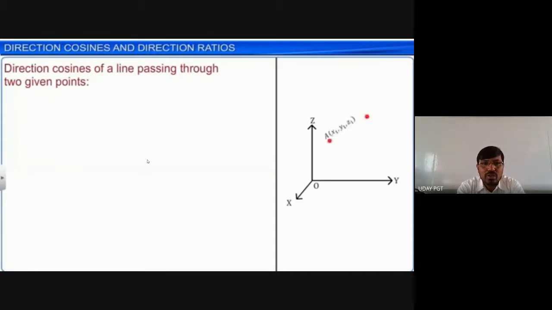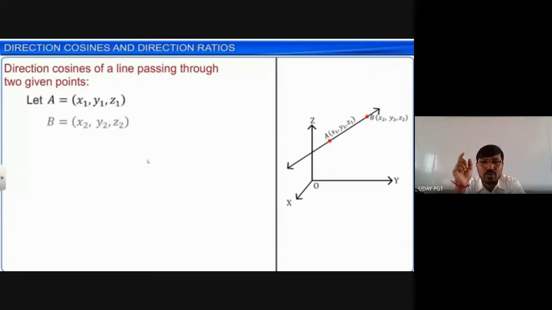If direction ratios are given, we can find the direction cosines in this way. Now, the direction cosines of a line passing through two given points. When two points are given to you, we have already learned slope finding in 11th class. How do you find the slope?